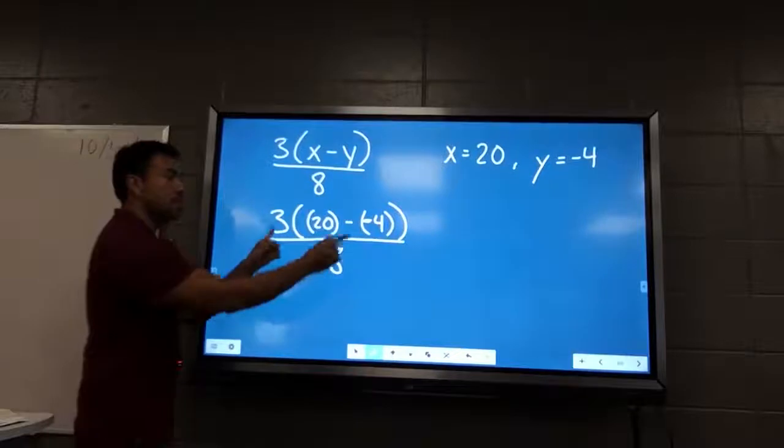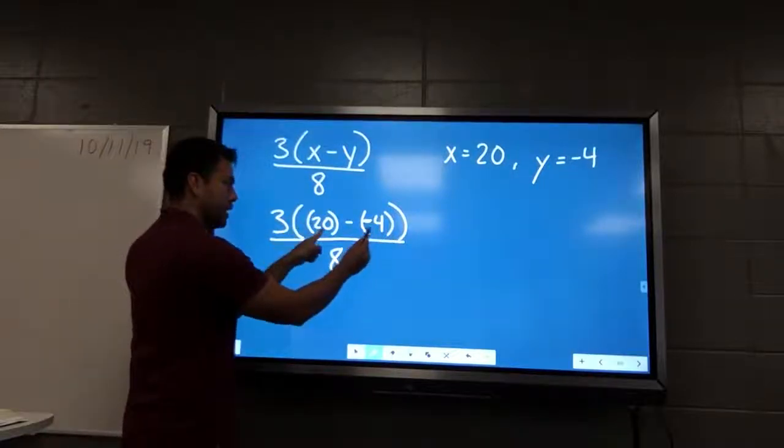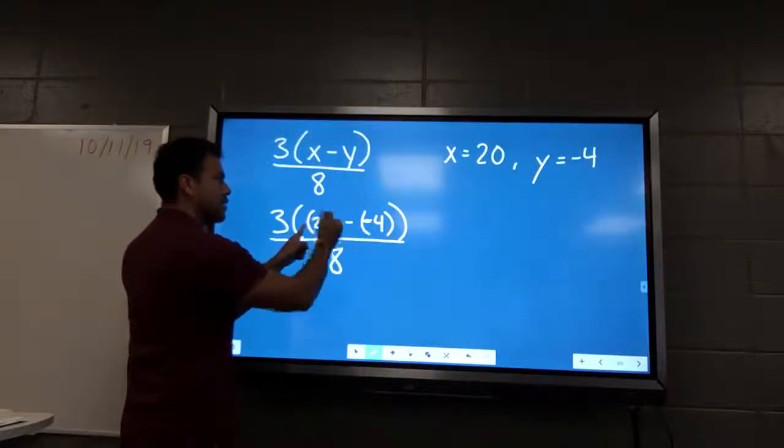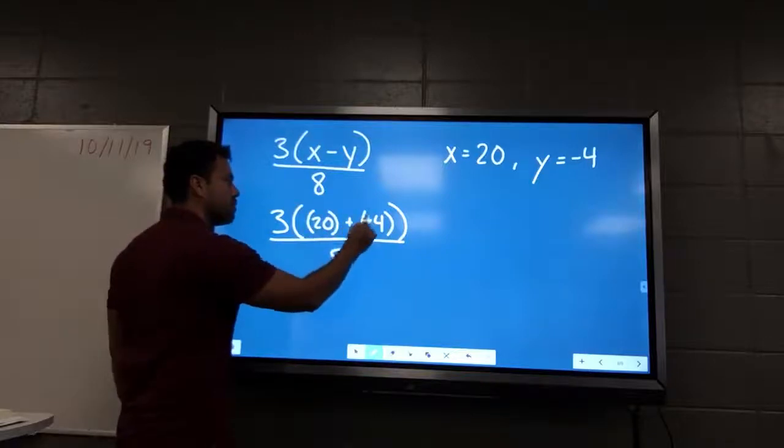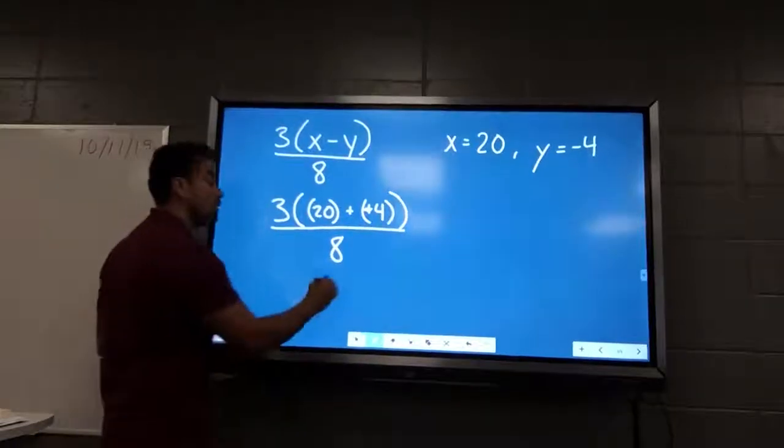Okay. I have to do what's in the parentheses first. So I got to look in here. And then what's 20 minus negative 4? It's the same thing as 20 plus positive 4. So it's 24.